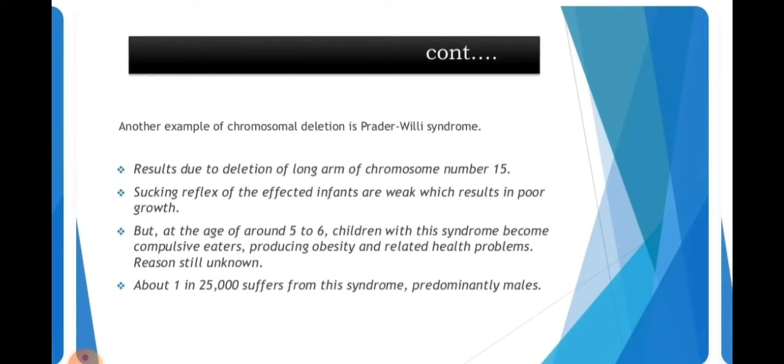Another example of chromosomal deletion is Prader-Willi syndrome, which results from deletion of the long arm of chromosome number 15. The sucking reflex of affected infants is weak, which results in poor growth. But at the age of around 5 to 6, children with this syndrome become compulsive eaters, producing obesity and related health problems. Reasons are still unknown. About 1 in 25,000 people suffers from this syndrome, predominantly males.